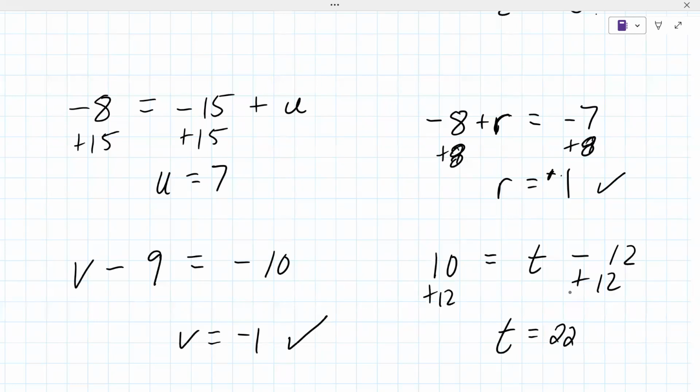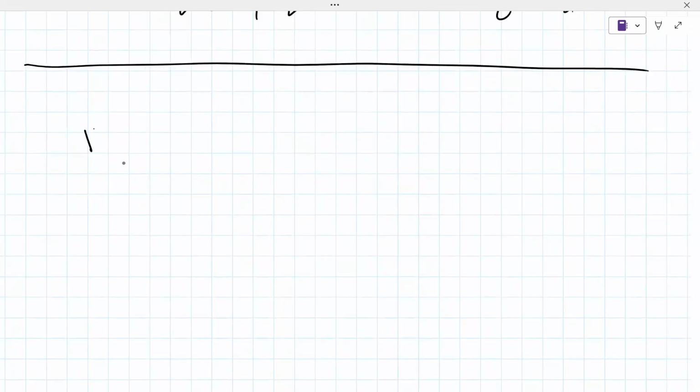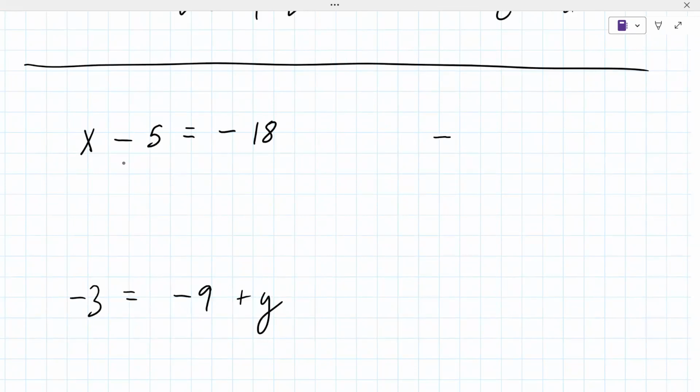Do you see now why we're spending so much time on adding and subtracting and multiplying and dividing previously? Yes, that's why I didn't want to move on, but we've got to do some more. So you've got to get this down. X minus 5 equals negative 18. Negative 3 equals negative 9 plus y. Negative 6 plus w equals negative 8. 16 equals v minus 25. All right, give those a try, please.